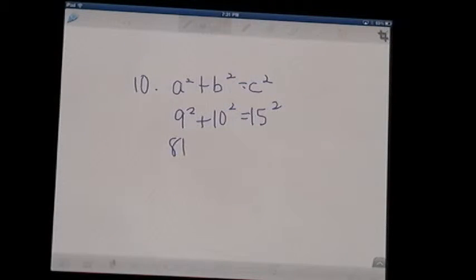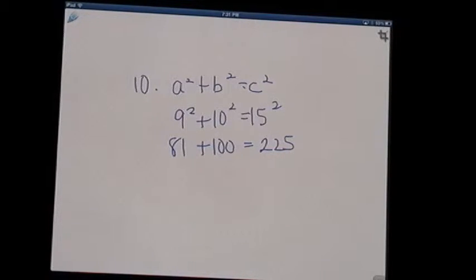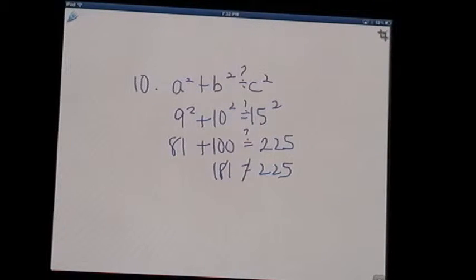9 squared is 81, plus 10 squared is 100, plus 15 squared is 225. Just check that. I'm doing that from my head. Yep. So we get 181 and 225. That's not equal. And I guess I should be putting question marks there because we don't know. It's not equal, so this is not a right triangle.